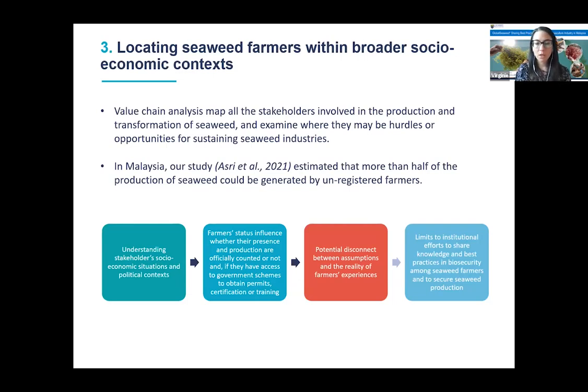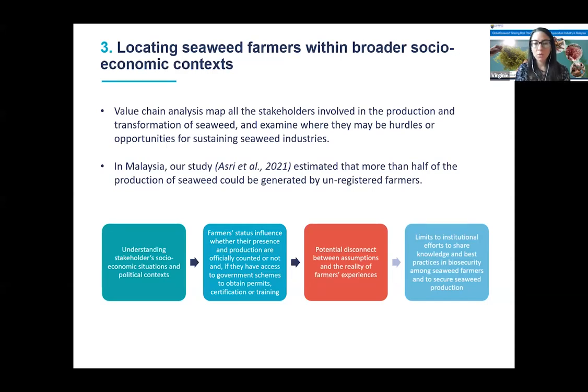To summarize, the benefits of an approach where we combine social science with the work of our colleagues in the natural sciences is that we are able to build a better understanding of the stakeholders' socioeconomic situation and the political context. Second, we better acknowledge that farmer status influence whether their presence and production are officially counted or not, and if they have access to government schemes to obtain permits, certification, or training. And all of these are requirements to enable the growth of the sector.